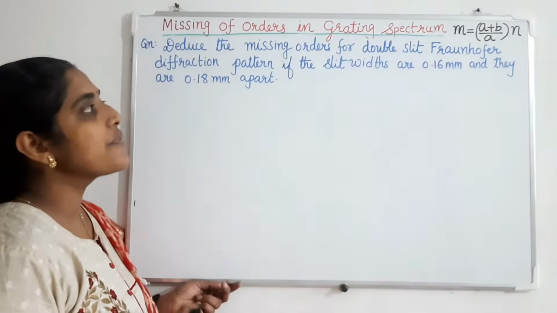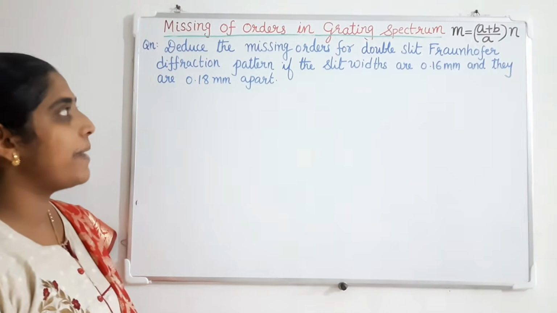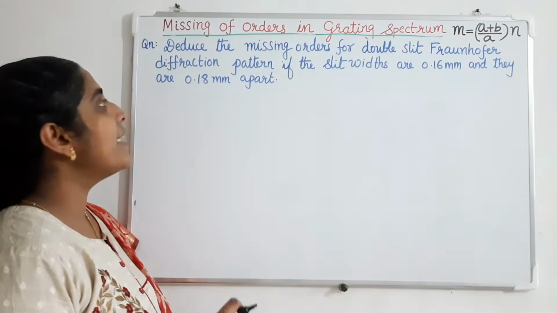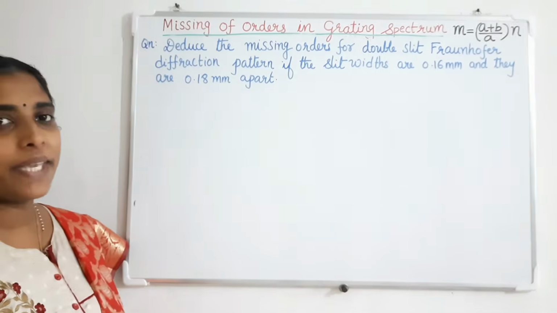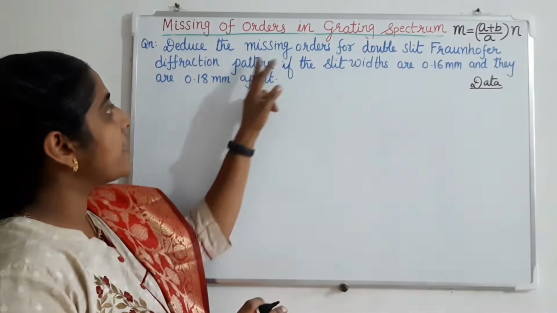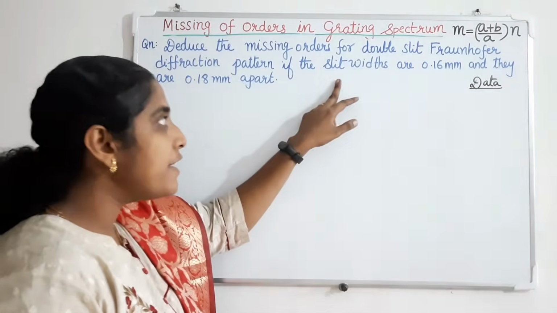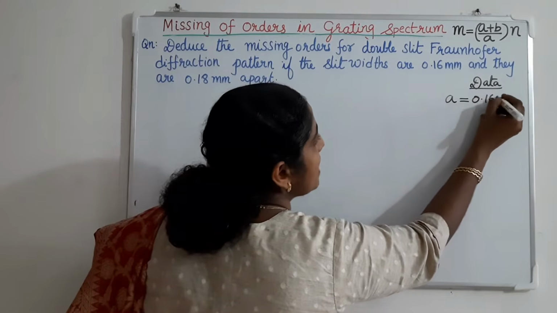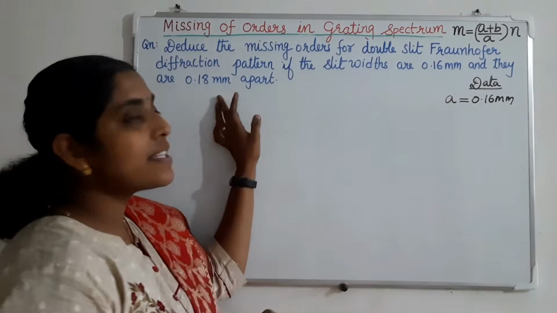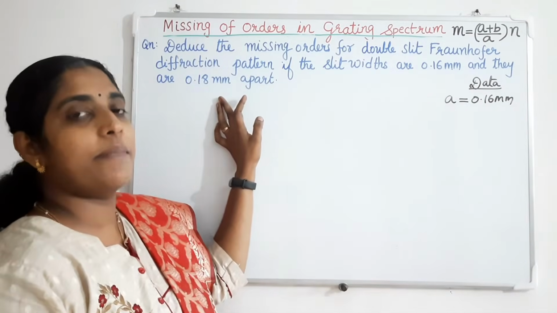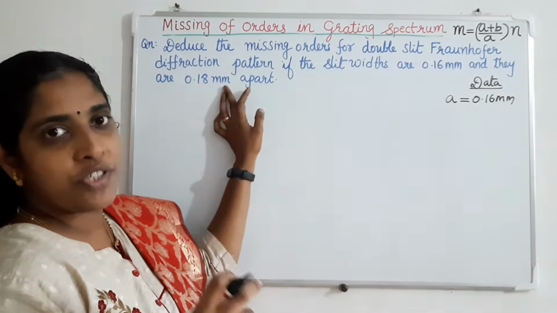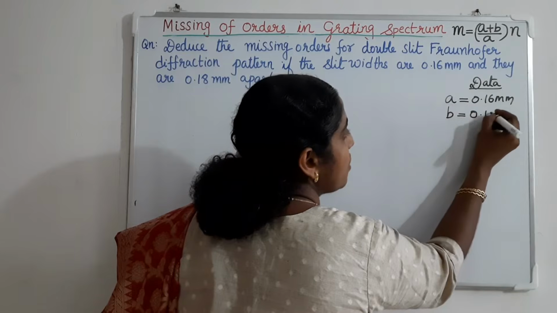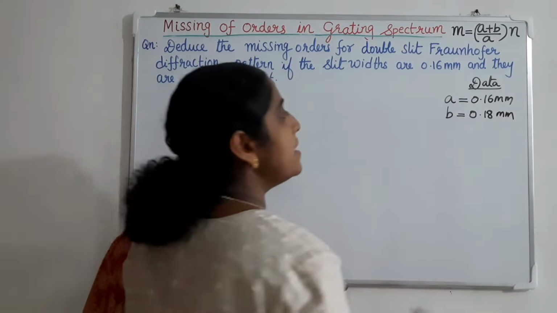See this question. Deduce the missing orders for double slit Fraunhofer diffraction pattern if the slit widths are 0.16 mm and they are 0.18 mm apart. In this question, we have to find out the missing orders if the slit width a is equal to 0.16 mm and they are 0.18 mm apart. That means the width of the opaque portion, the width of ruling, b is equal to 0.18 mm.